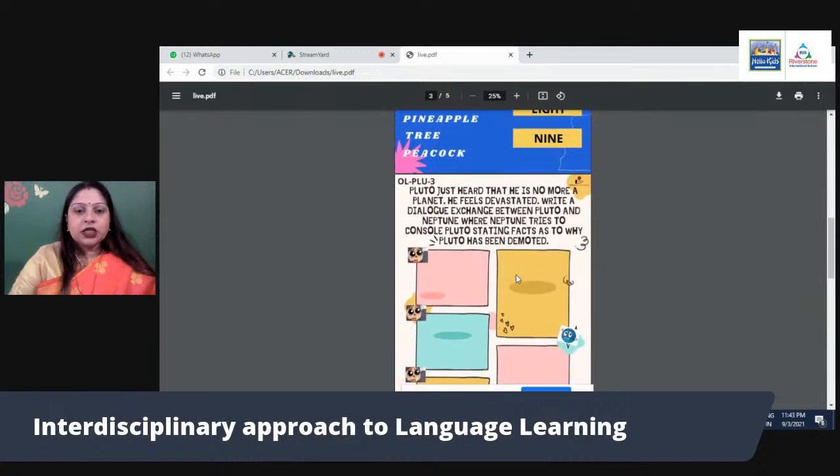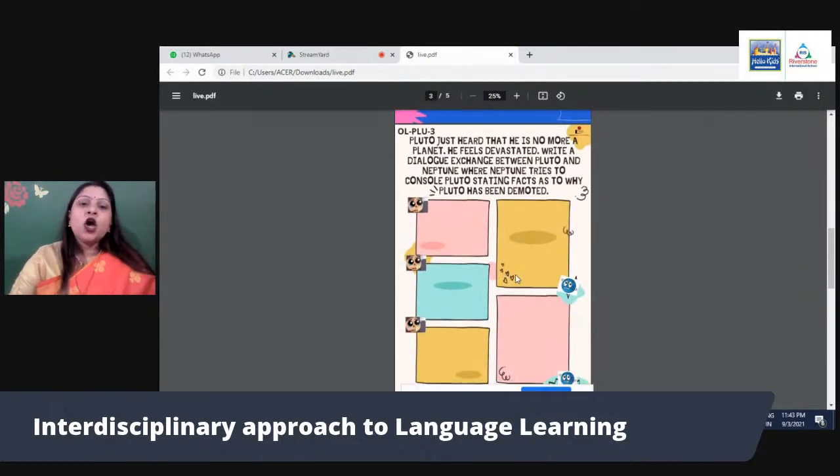In my third worksheet, you see that Pluto just heard that he is no more a planet. He feels devastated. Write a dialogue exchange between Pluto and Neptune where Neptune tries to console Pluto, stating facts as to why Pluto has been demoted. So here we have the concept of planets. We all know, right? Pluto being called a planet once, then again being demoted to a dwarf planet, not a planet, very unjust and unfair.